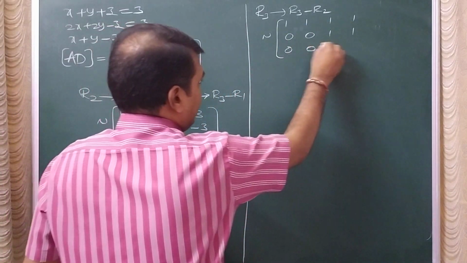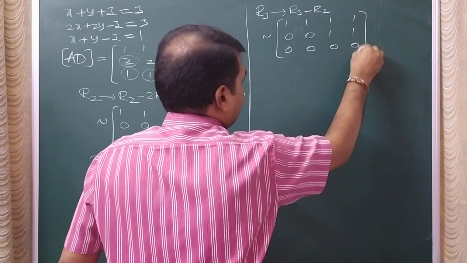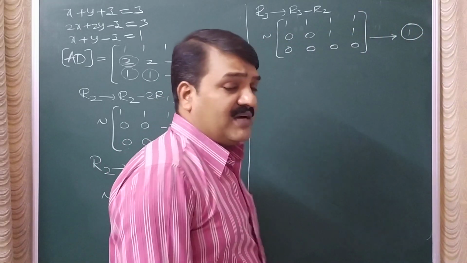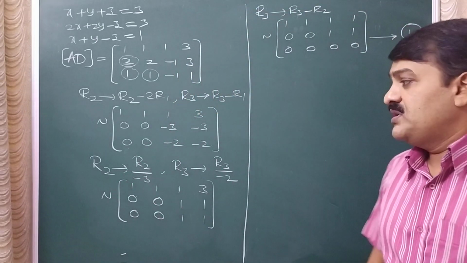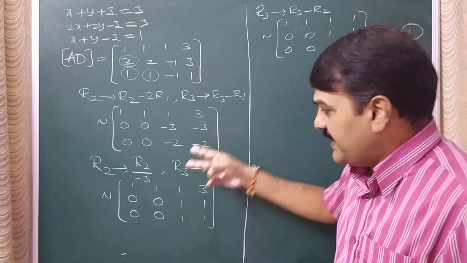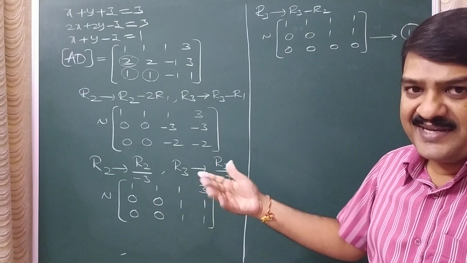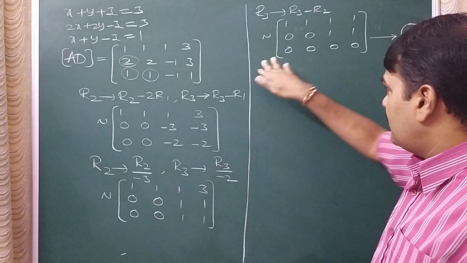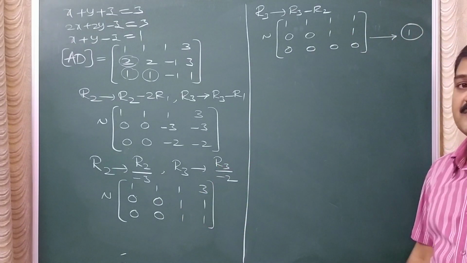Third row, R3 minus R2, you will get all zeros like this. So this is the augmented matrix after all our simplification. Whenever two rows are in the same ratio, try to take some common factor if you are getting one, otherwise try to subtract one row from the other to get all zeros like this.